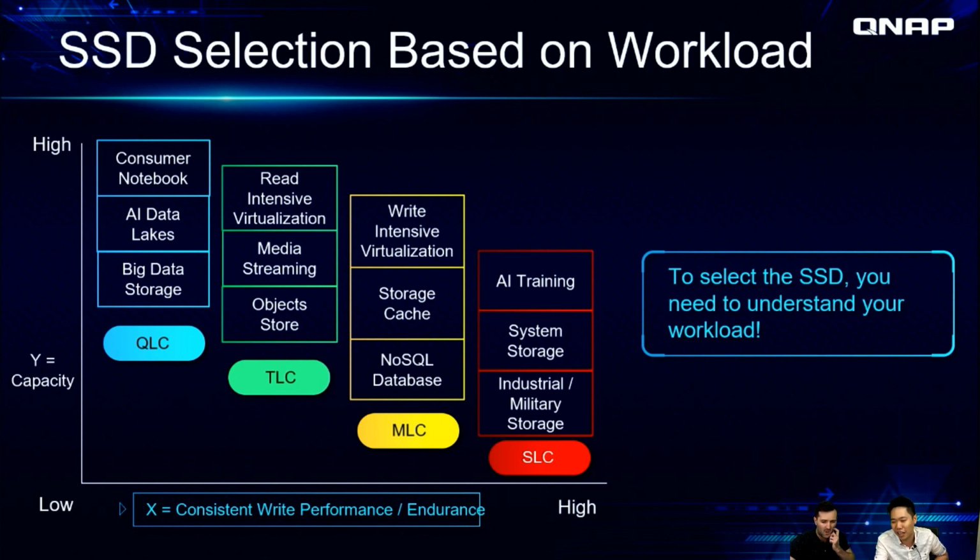So for example, we have AI training system storage for SLC SSD, and we have the virtualization storage cache. The general business application can use MLC, and for consumer-oriented use, such as studio and video editing, they can choose TLC, which has both high capacity and reasonable performance. And of course, right now we have consumer notebooks and AI data lake. Those require storing a lot of data, and write performance may not be a major issue. They can choose QLC.